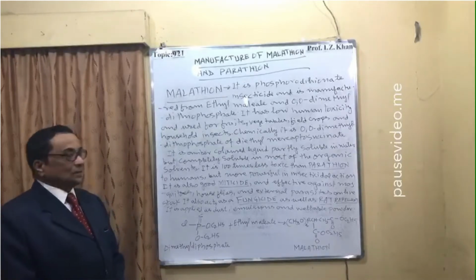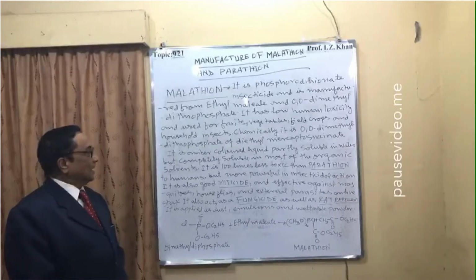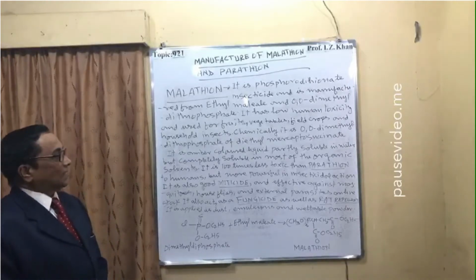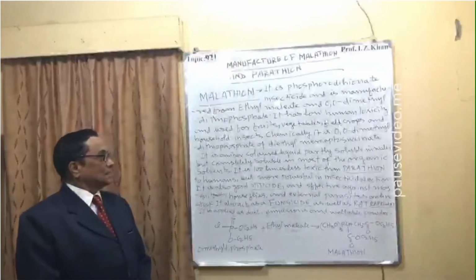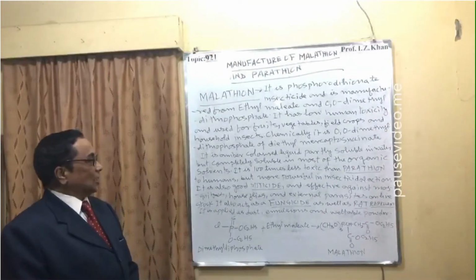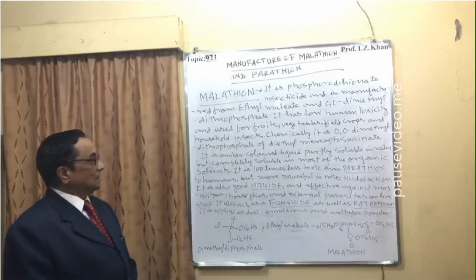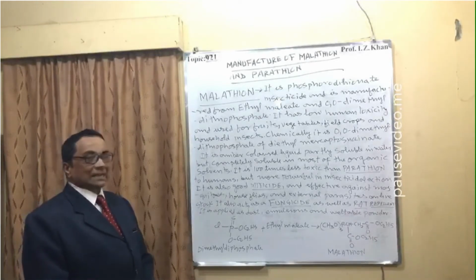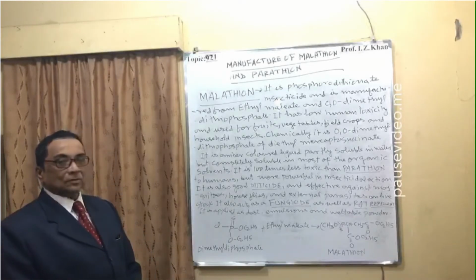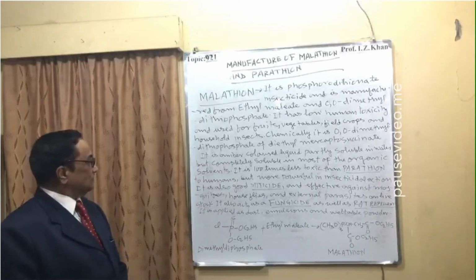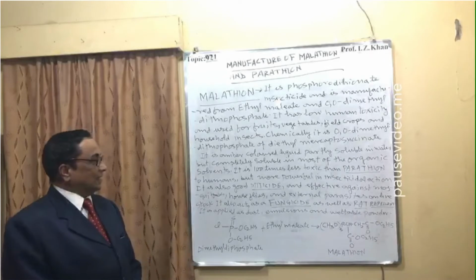Chemically, it is dimethyl diphosphate of diethyl mercaptosuccinate. It is an amber colored liquid, partly soluble in water but completely soluble in most organic solvents. It is 100 times less toxic to humans as compared to parathion, but has a more powerful insecticidal action.